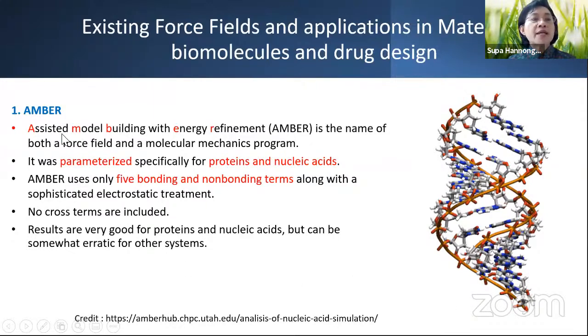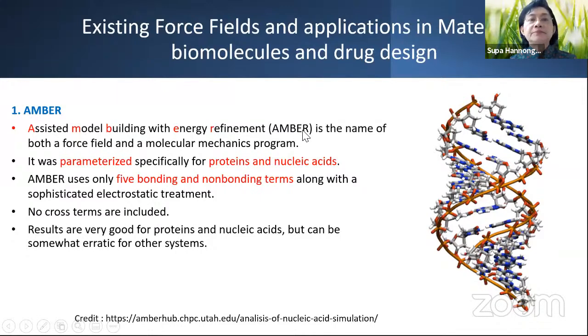So in this way, the first force field that I would like to introduce to you is Amber. Amber is very efficient, very good, especially in biomolecular systems. And Amber is the abbreviation of assisted model building with energy refinement. Okay, so in short, Amber.